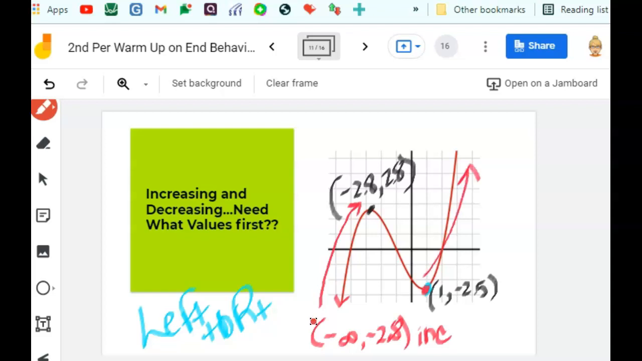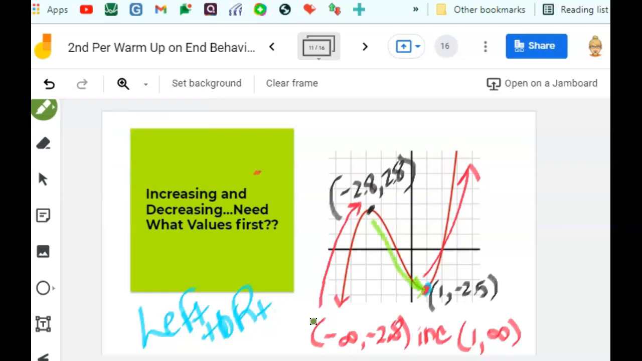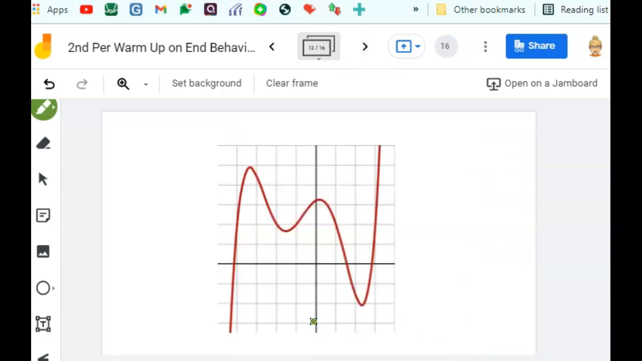From 1 off to the right, so it's also increasing from 1 to infinity on the right. All right, if I were to do green, it is decreasing in here from negative 2.8 to positive 1. Everybody okay?